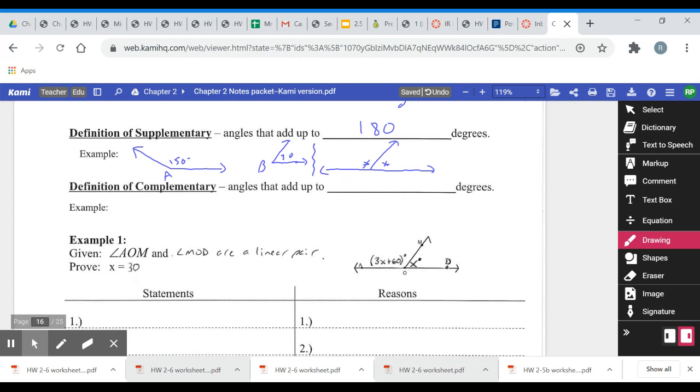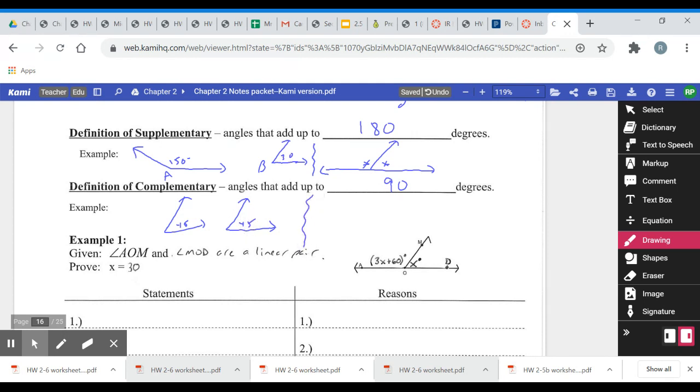Complementary is very similar to that. Definition of complementary are angles that add up to 90 degrees. And again, you could have two separate angles that add up to 90. Say I have a 45 and a 45.